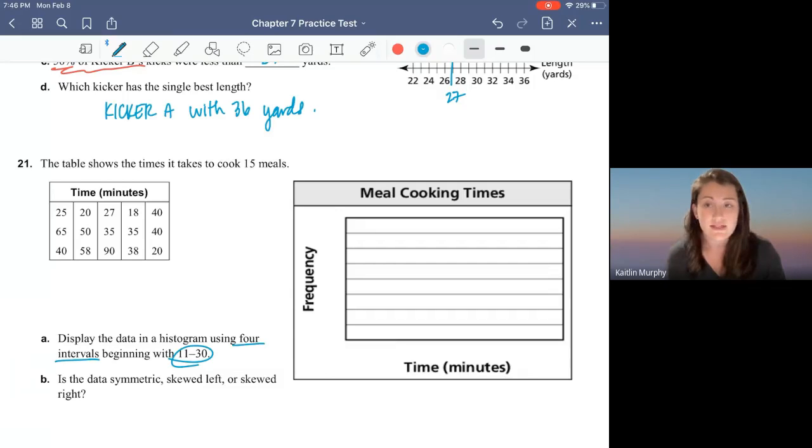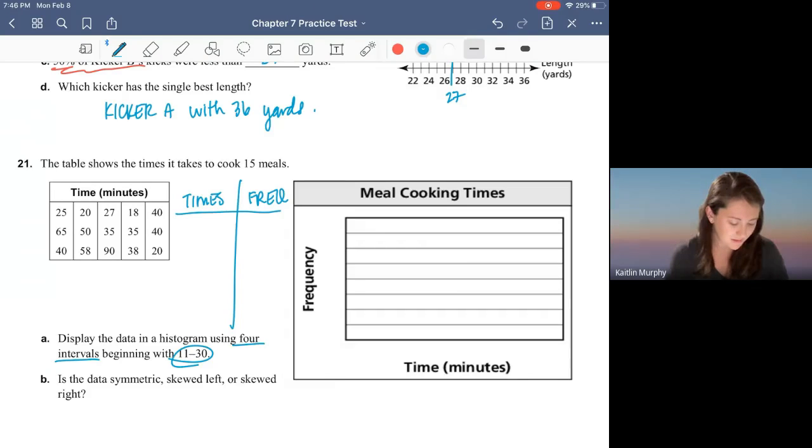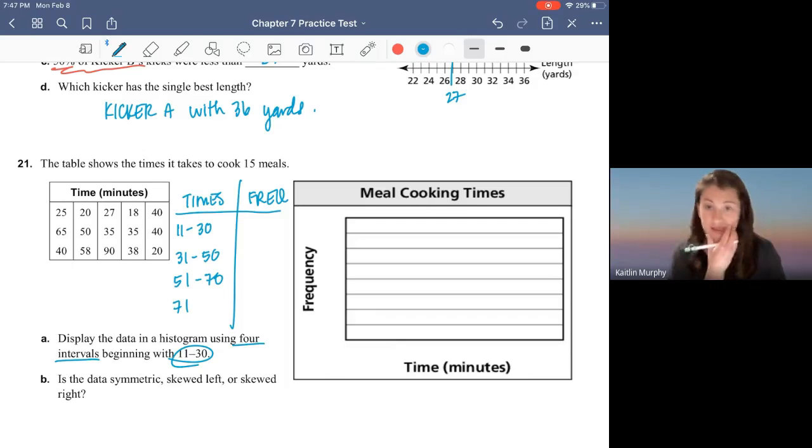On our assignment, we practiced this and in our notes. So I need to make a frequency table. I'm going to do times and frequency. This is like where we did tally marks. It says the first one's supposed to go from 11 to 30. That's counting like 20 minutes almost. So my next one should go from 31 to 50, and then 51 to 70, and then 71 to 90. And I think that's going to encompass all of them.